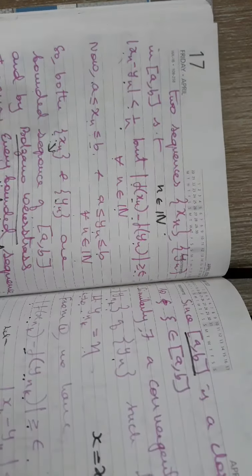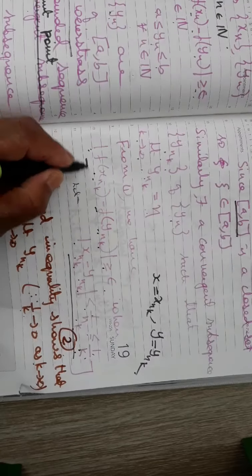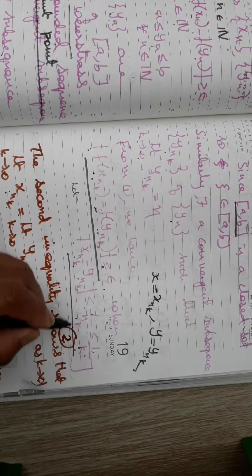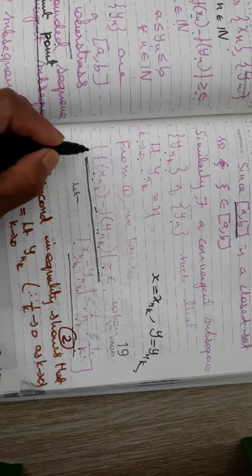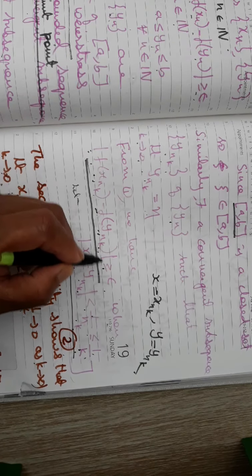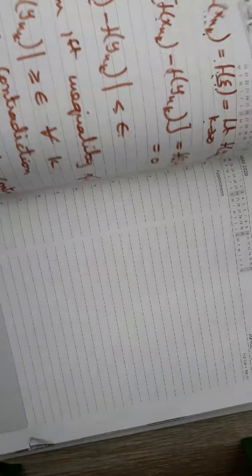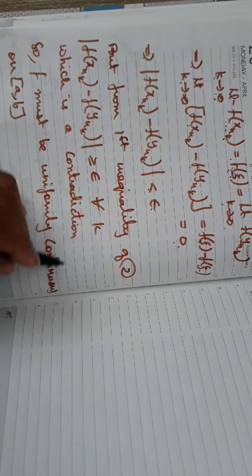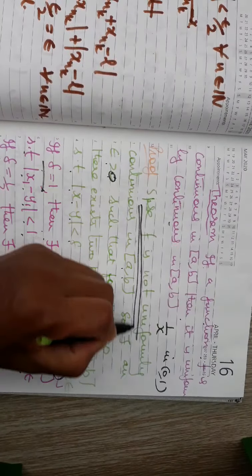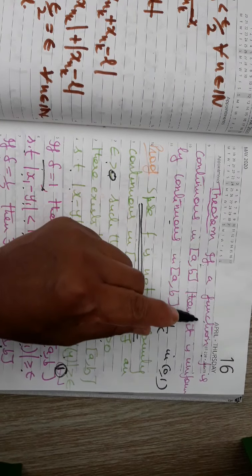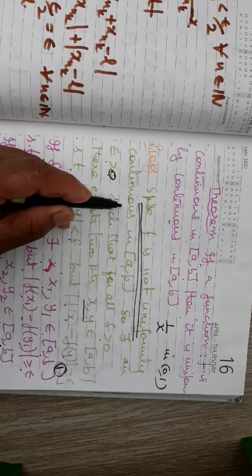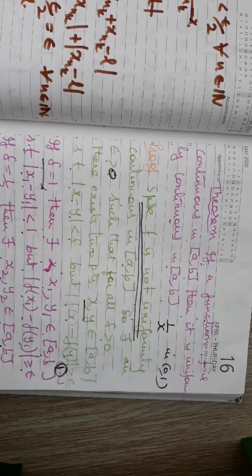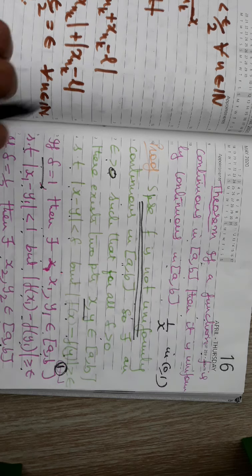But what is the first inequality from equation 2? This is equation 2, this whole thing. The first inequality from equation 2 says that |f(x_{n_k}) - f(y_{n_k})| is greater than or equal to epsilon, whereas here we have it is less than epsilon. So which is a contradiction. And why does this contradiction arise? Because we have assumed here that f is not uniformly continuous. So hence, if f is a continuous function in the closed interval [a, b], it must also be uniformly continuous in the closed interval [a, b]. I hope it is clear to you.